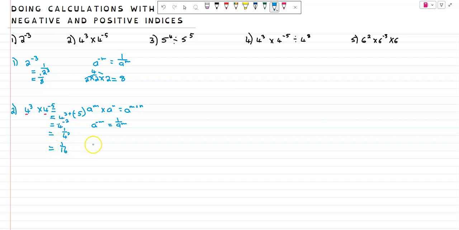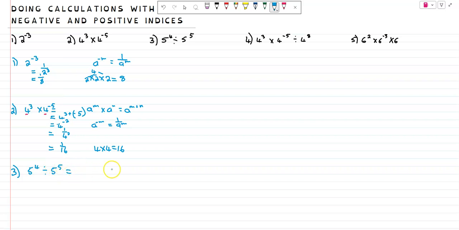1 over 16, because remember, 4 times 4 gives us 16. And there we have our answer. Let's look at number 3. We write down the equation, 5 to the power of 4 divided by 5 to the power of 5.